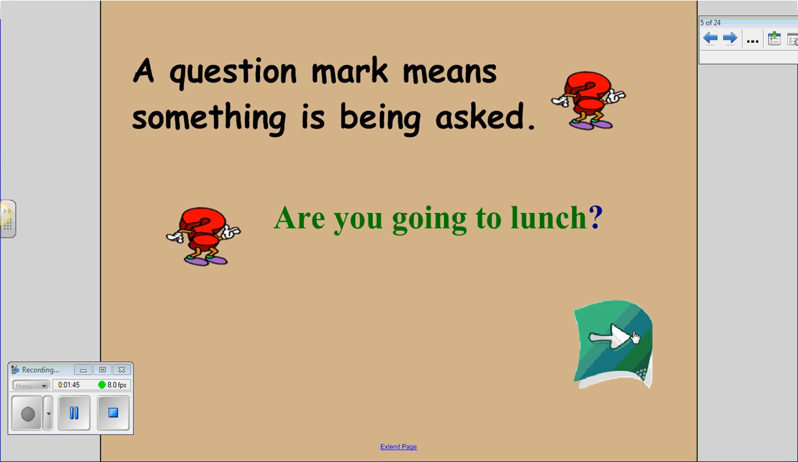Another end mark would be the question mark. So please go ahead and make another bullet and write question mark. Then for your definition of question mark, it's basically when we ask somebody something. So an example that you will write down in your notebook is, are you going to lunch? I am asking you a question, so therefore I end this sentence with a question mark.